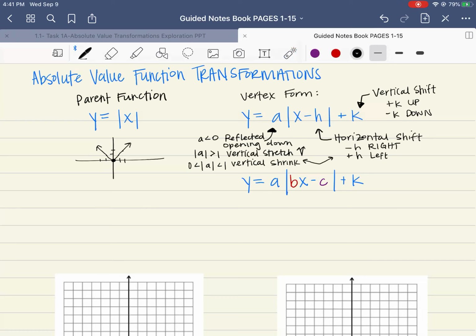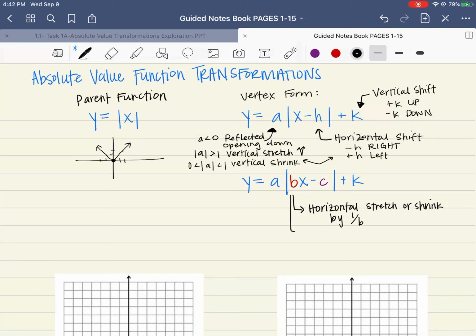And the b is going to add one additional transformation. This is going to be a horizontal stretch or shrink. So the other ones were vertical. So this is a stretch or shrink. And it's always stretching or shrinking by the reciprocal, 1 over b. Okay, and we're going to look at what that looks like on the graph.